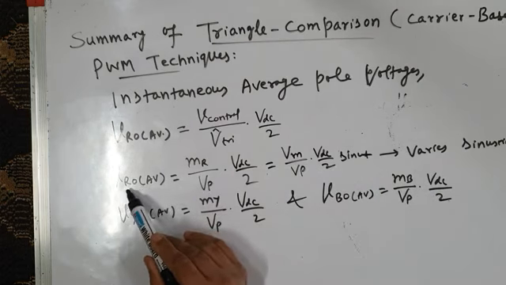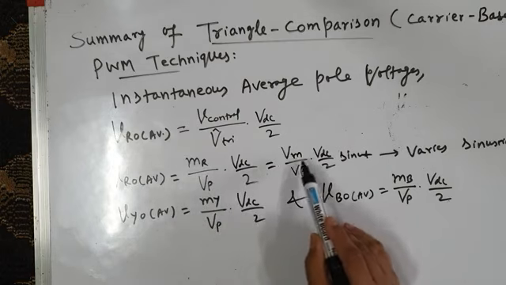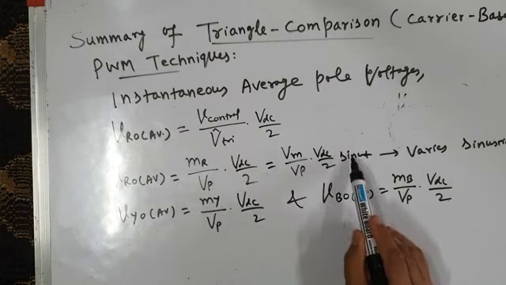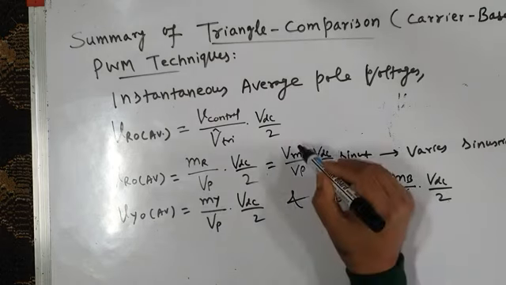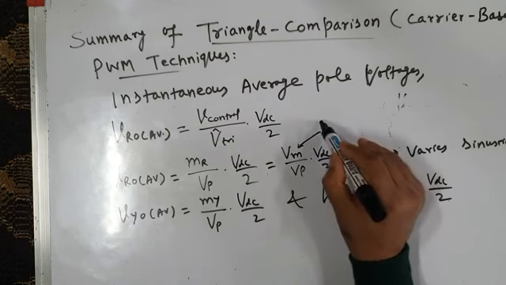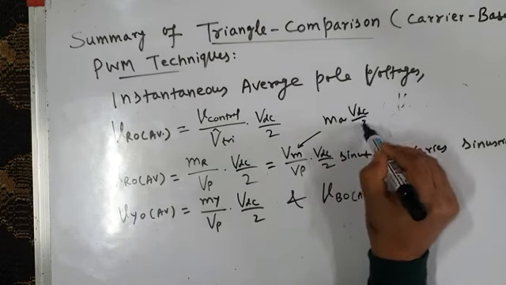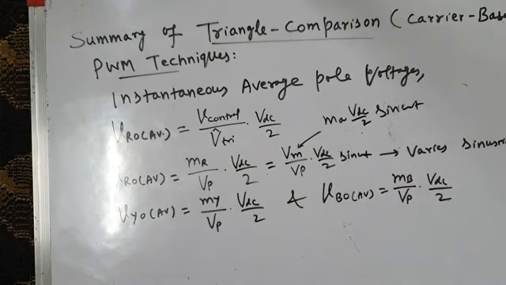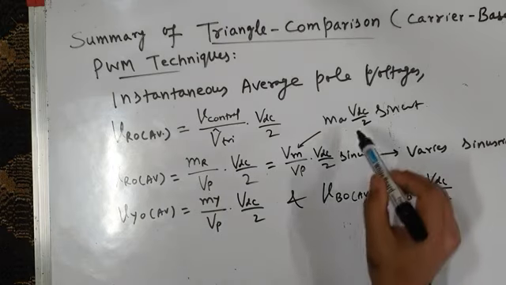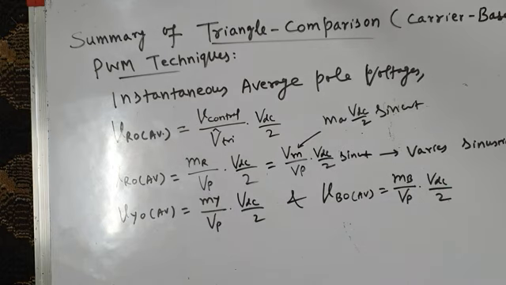Right? So we can say that these pole voltages vary sinusoidally. For example, if you write the mathematical expression for the instantaneous average pole voltage VRO, it is MR by VP, VDC by 2, and MR we know is VM sine omega t. So it is VM by VP, VDC by 2, sine omega t. And by the way, what is this VM by VP? It is the modulation index. So it is Ma VDC by 2 sine omega t. This is a very well known equation we have already discussed in single phase PWM voltage source inverters. So all the three pole voltages vary sinusoidally, as you can see.